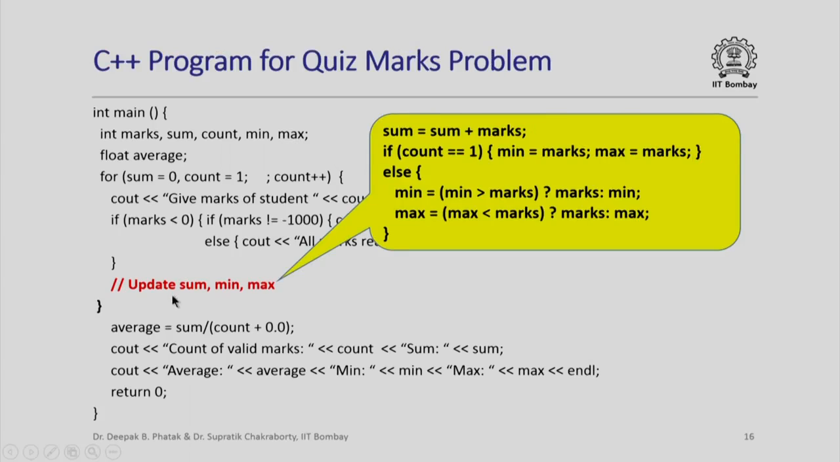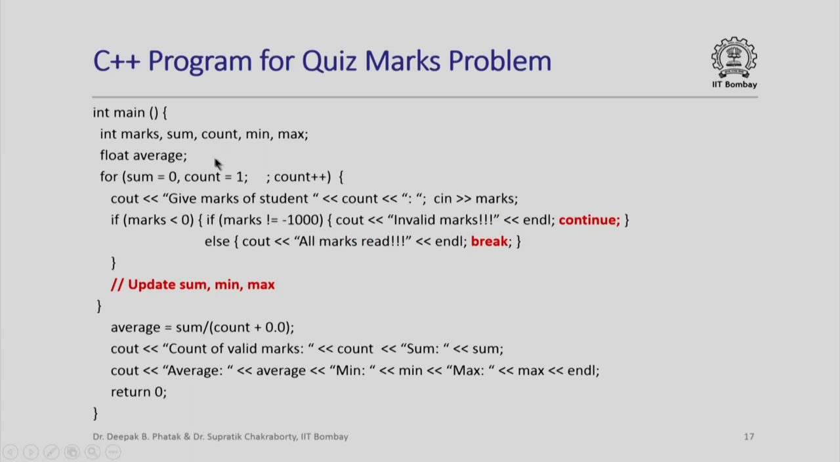And of course, how do we update sum, min and max? We have already covered this in a previous lecture, but here is a recap again. We add marks to sum, and if this is the first marks I am reading, then I update min and max with marks. Otherwise, I update min and max with conditional expressions that ensure that min is the minimum marks I have seen so far, max is the maximum marks I have seen so far. So that is how our entire program looks like.